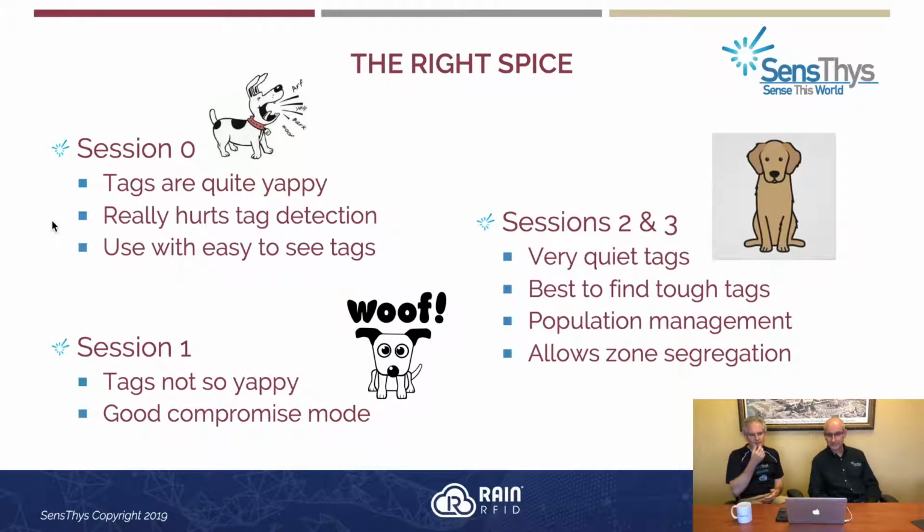In session 1, because the tags hang out in B for a little while, the population of tags gets quieter, and there's less reads per second that the reader has to contend with. And so you start to see those harder to see tags, and it's kind of a good compromise mode. Sessions 2 and 3, those are the well-behaved dogs. You say stay, and they just stay there. And that allows you to quiet a tag population as you read it. So you read it, and suddenly there's not much going on, and it really is useful to find tough tags. It's also a great way to do tag population management and zone segregation.